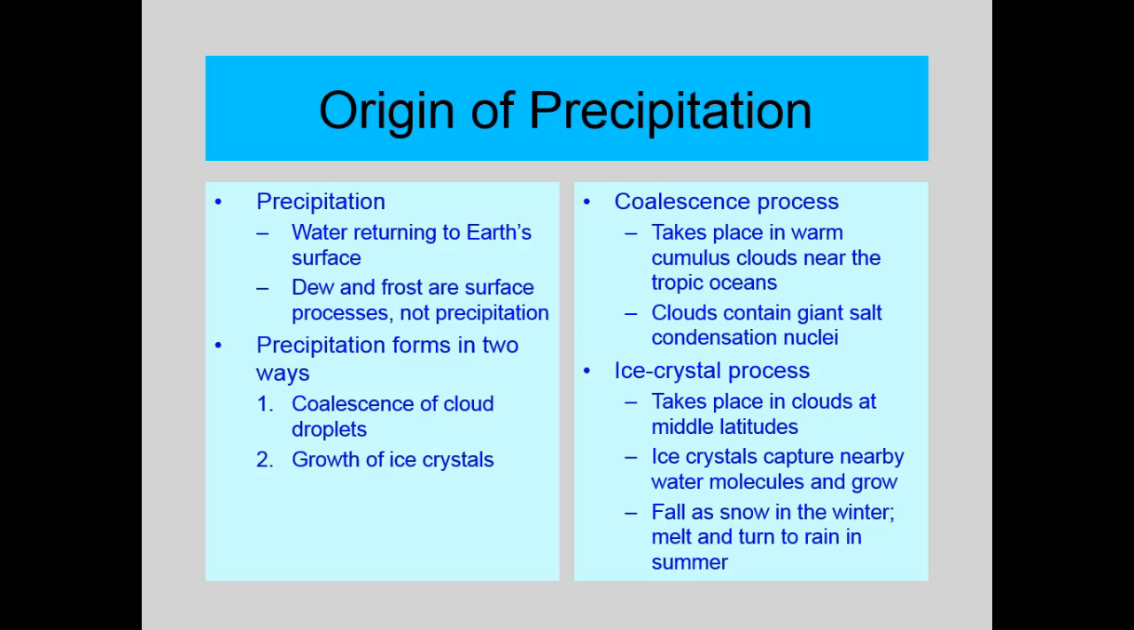The clouds contain giant salt crystals. Those are your condensation nuclei. I knew we were going to have a slide for that somewhere. They say giant salt, but they're not that big. They're little crystals of salt. These are hygroscopic. They attract moisture, and those fall out there. So those are usually your tropical rains.